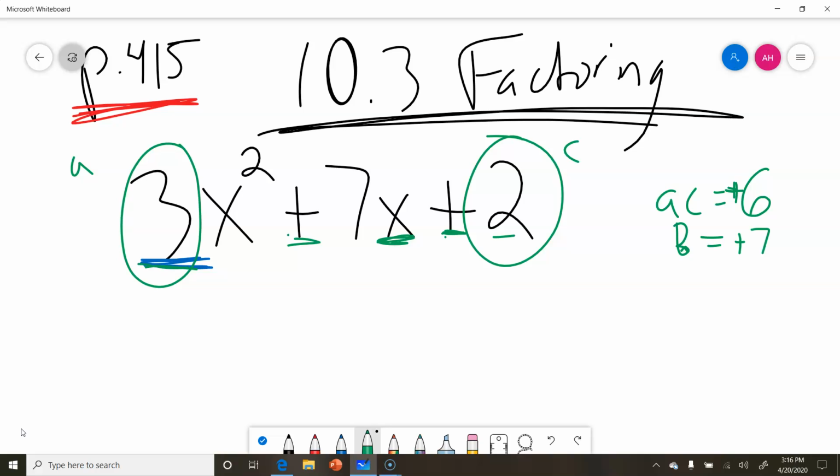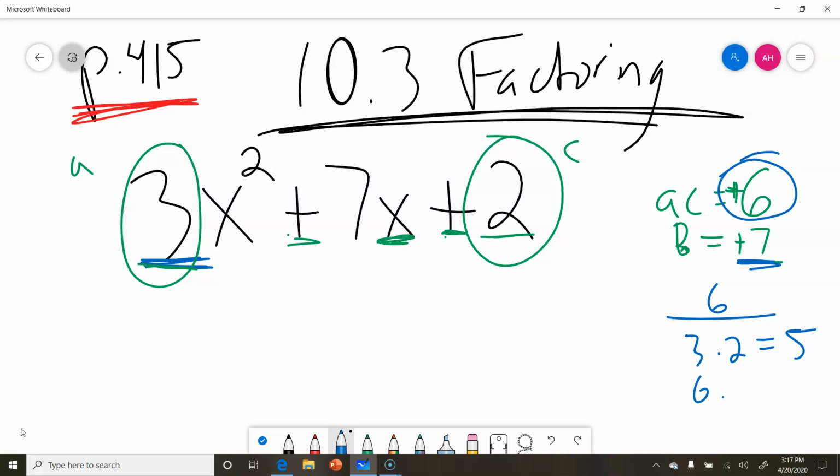We multiplied the first one times the last one, and then wrote the term of the middle one. Now, what we have to do is say, here's our 6. What times what is 6? Well, we have 3 times 2. But when we add those together, we only get 5. But we need to get plus 7. But if we do 6 and 1, we add them together, and we do get 7. So now I know that I'm going to be using the 6 and the 1.